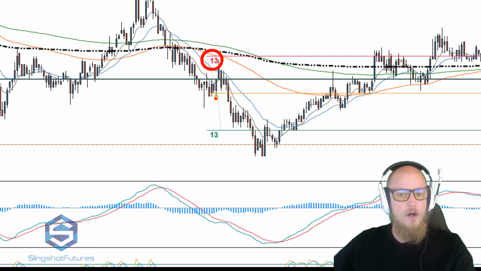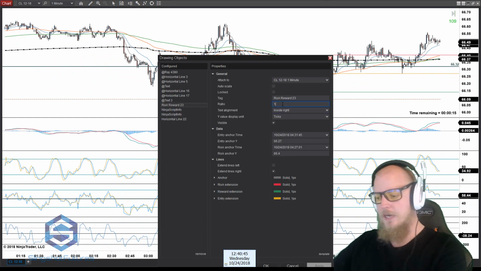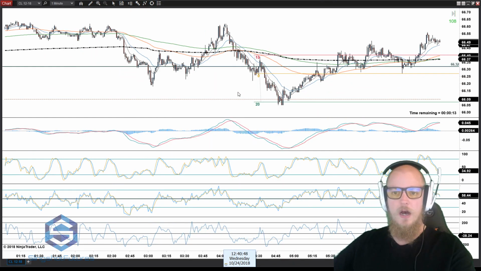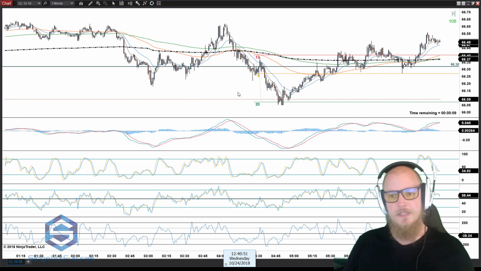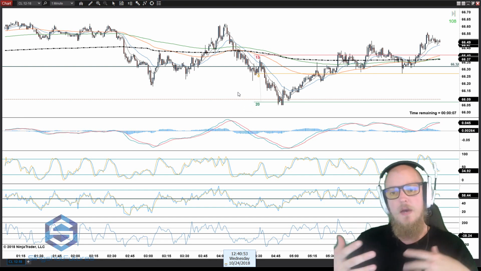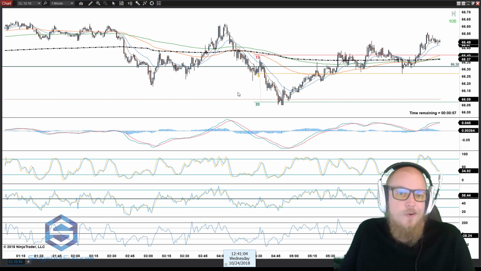Now, where are we going to look for a target? Well, you could look for a 1-to-1 target, which would be risking 13 to make 13. You could also opt to go for something a little bit wider, like a 1.5 risk reward, which is generally my preference. Now, the reason I say that's my preference is not just because it worked this time, but because we're factoring in the new trader into this mentality. And a new trader generally can't discern good probability from bad, and that usually means that every trade that they're going to take is going to be roughly around 50%.